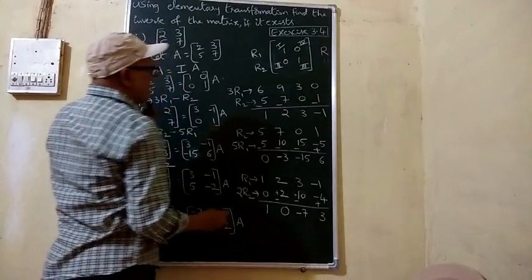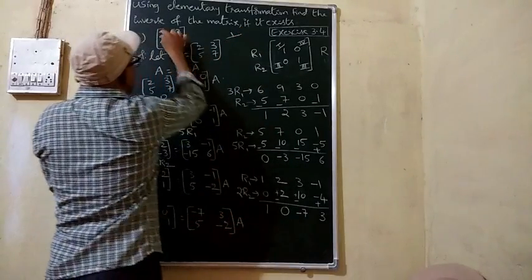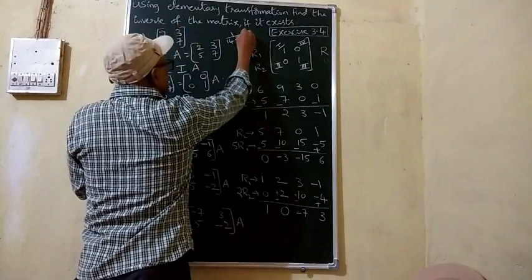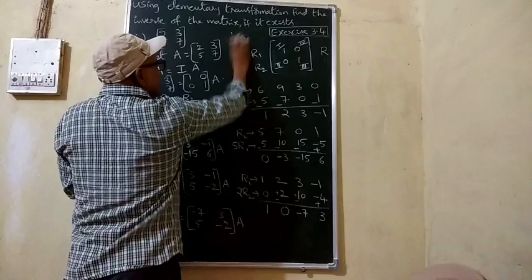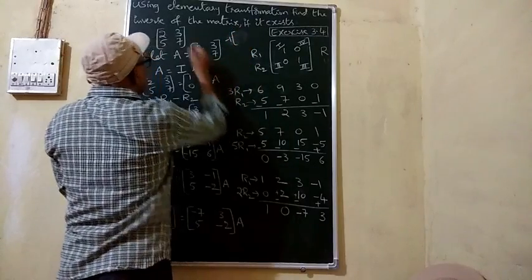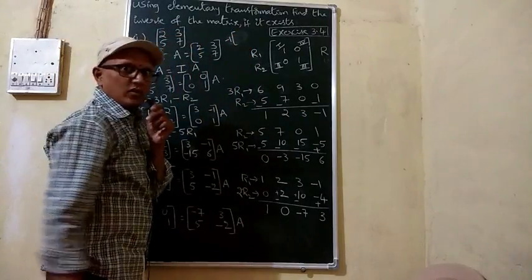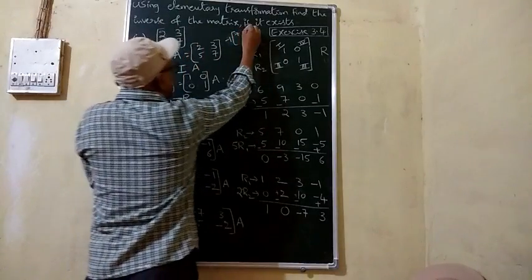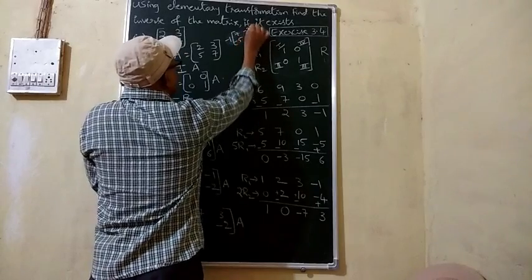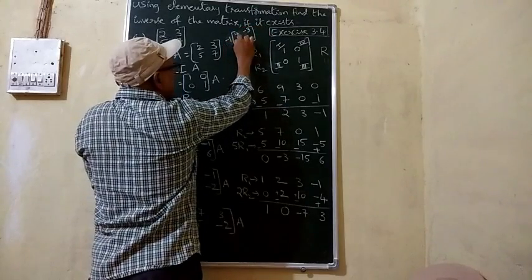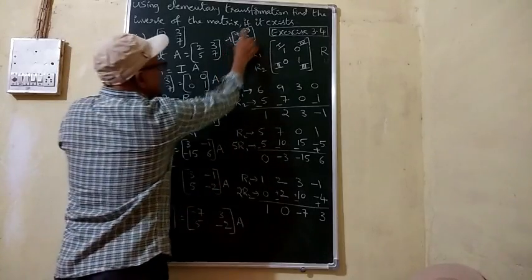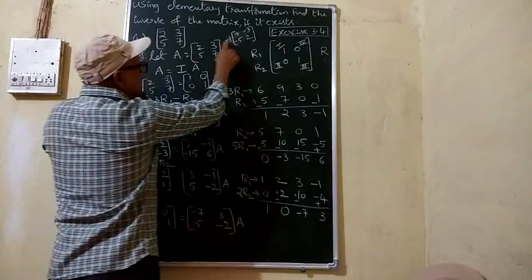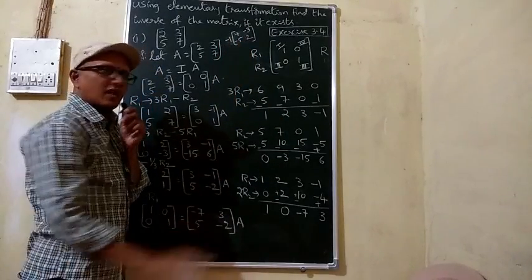If you have doubt, you can apply the trick. What is the trick? 1 by AD minus BC. A into D, 14. B into C, 15. 1 by 14 minus 15, minus 1. This becomes minus 1. Into these two we have to interchange, as I told in the trick. 7, 2. For these two we have to change the sign. Minus 3, minus 5. Multiply with minus 1: minus 7, 3, 5, minus 2. So our answer is correct.